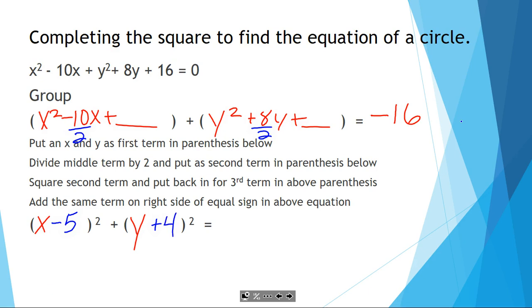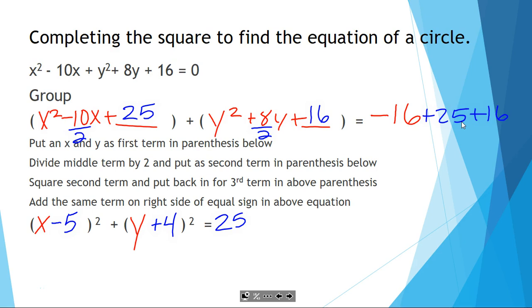Now our next step is to square that number and stick it back up there in that blank. So we're going to square negative 5. That gives us 25. Now remember, anything that we add to the left of the equal sign, we have to add to the right. Also, we're going to square the 4 down here, and that gives us 16. And so, again, we have to add the 16 over here. Now, you'll notice the 16 and the negative 16 cancel each other out, so we get 25 down here.